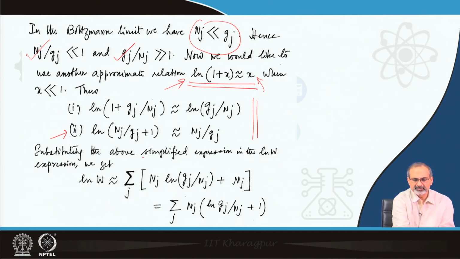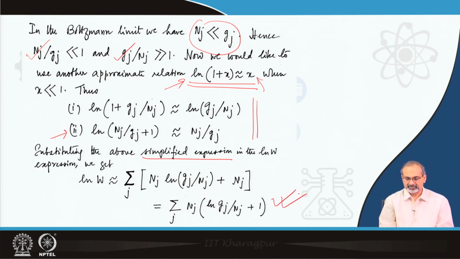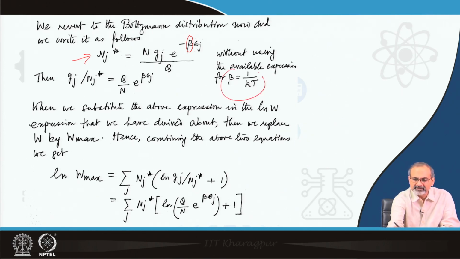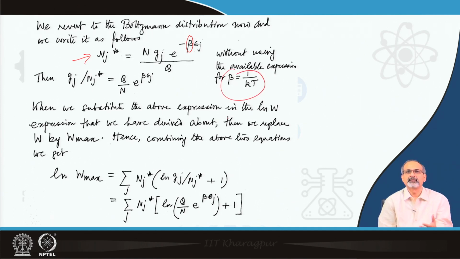Substituting these simplified expressions in the log W expression that we left behind in the previous slide, we will get this expression, which is much simplified compared to the original expression for log W. And we revert to the Boltzmann distribution now, and we write it as follows: N_j star written in a form where beta is not written as 1 by kT, but just left as beta. It is going to be an endeavor establishing the fact that beta is actually equal to 1 by kT through a direct proof.